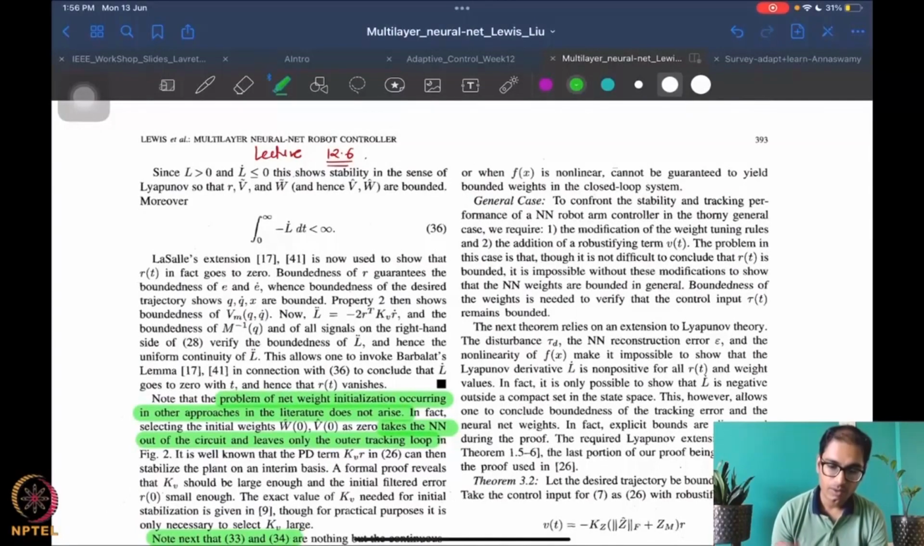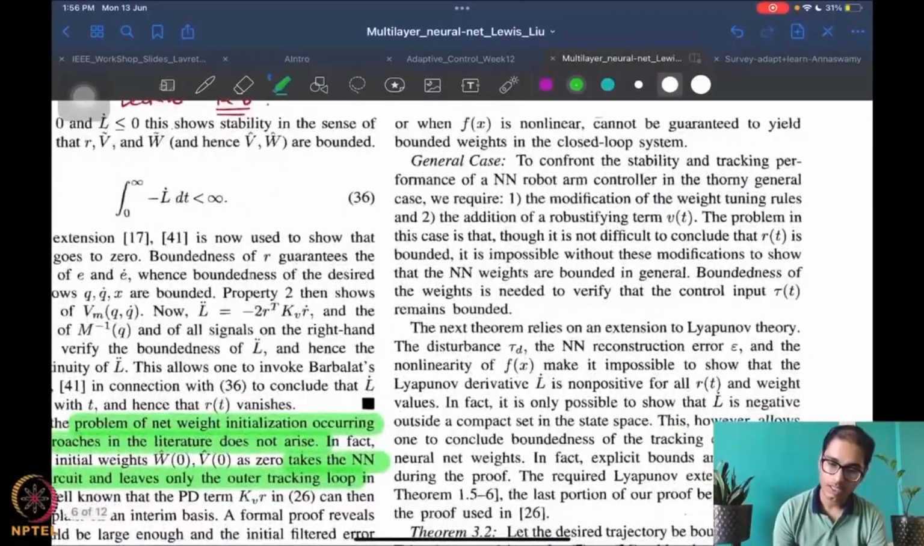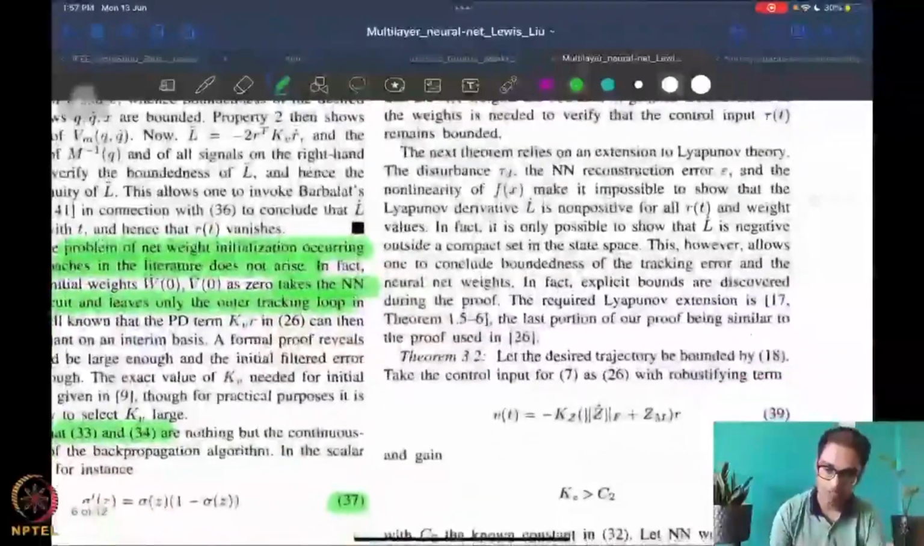Now, therefore, there is a need to look at the more general case. Of course, there is a need to modify the tuning weight. There is the need to add a robustifying term. So both of these are there. We already added a v. Of course, in the previous result, we assumed that v was exactly 0, and we gave a set of weight tuning rules. Now, the authors will give a slightly different weight tuning. Okay, great.